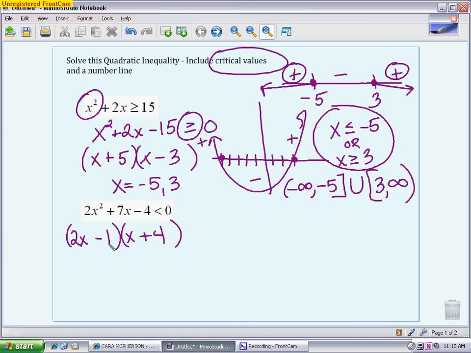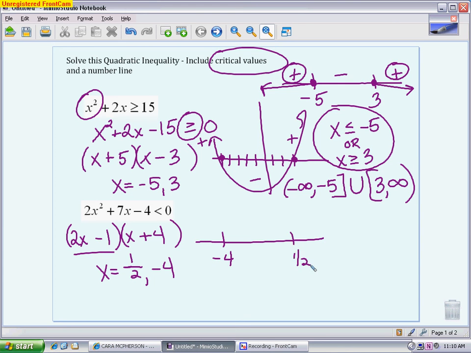That means my zeros, or my critical values, or my solutions are 1/2. That's what makes this 0. And negative 4. So again, if you want to graph it on your calculator and get that visual so you can see it, or if you just want to create your number line, as long as you have the factor and the critical values, that is perfectly fine.